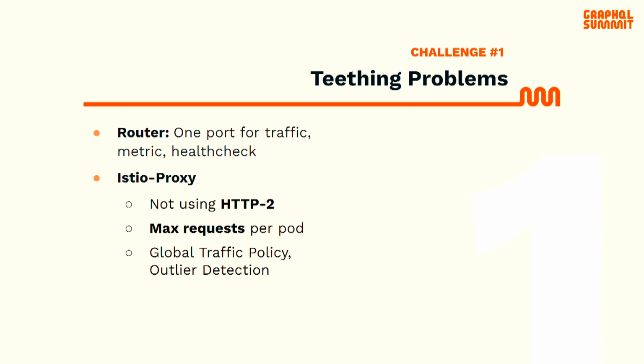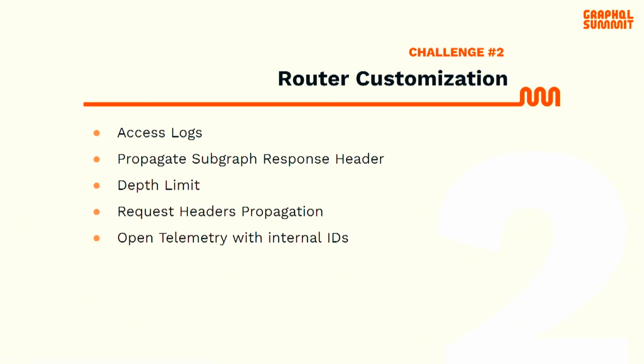Thanks to Apollo's router team, they listened to us and quickly fixed this one. So right now, you can run a router with one port for traffic, one for health check, one for metrics, and all of that stuff. And we had to do a lot more configurations on the Istio side as well. The default configuration that we had was not using HTTP2, so some of the things were missing. And max request, global traffic policy, and outlier detection are things that we had to tune for our needs.